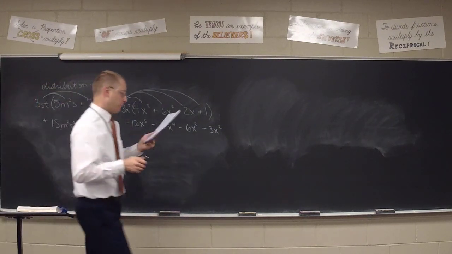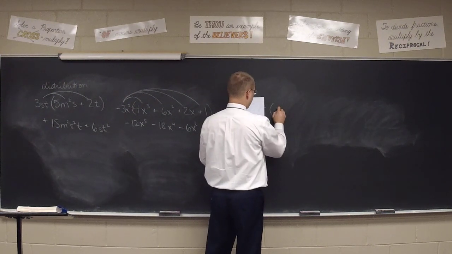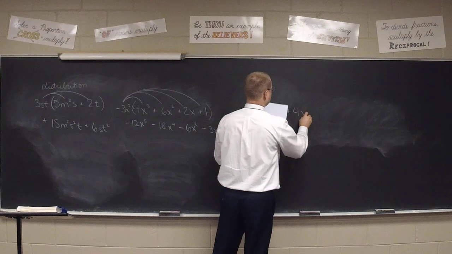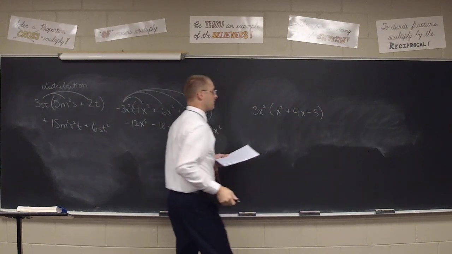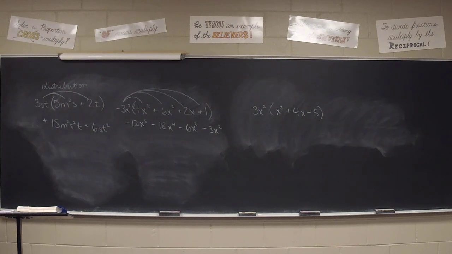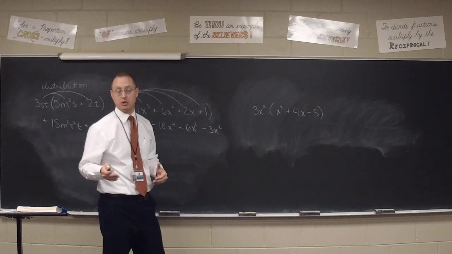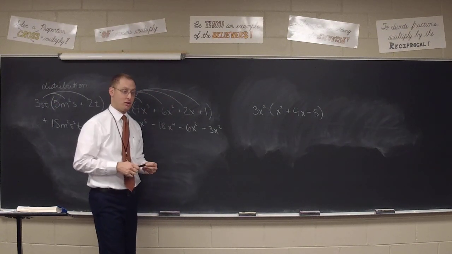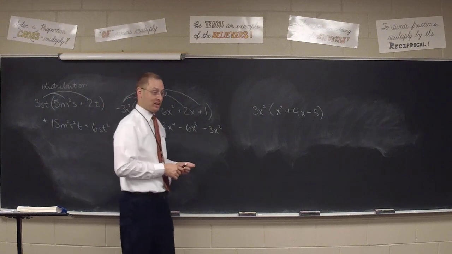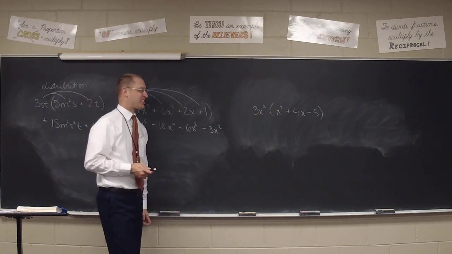Write this down on your paper if you would, please. 3x squared times x squared, positive 4x, negative 5. Let's go through sign, number, letter here. And how many times are we going to have to do sign, number, letter, Adam? 3 times? Thrice, verily. Because there are 3 terms in that polynomial, that trinomial there.